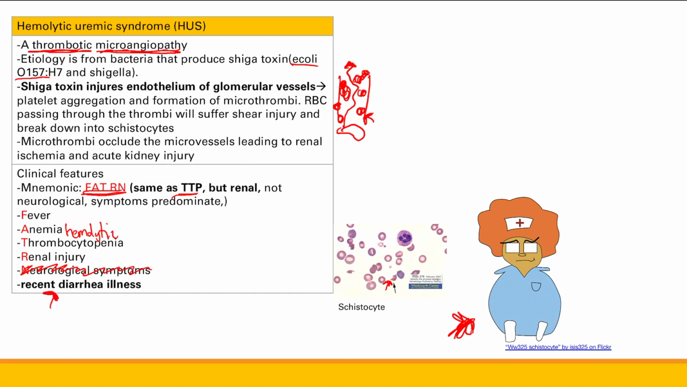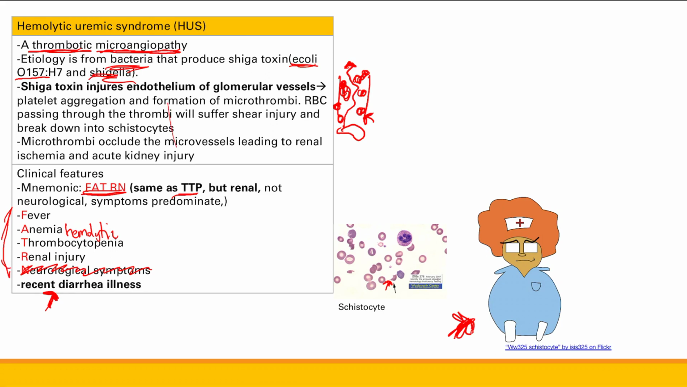Why would you have a recent diarrheal illness? Remember, the whole problem here is from bacteria. E. coli can cause you diarrheal illness. Shigella also causes diarrheal illness. So you have to recognize this constellation of symptoms: fever, anemia, thrombocytopenia, renal injury. Make sure you recognize that. So it's like problems with labs, and then you have the infectious symptom of fever, and then this kidney injury. And they just had a recent diarrhea.